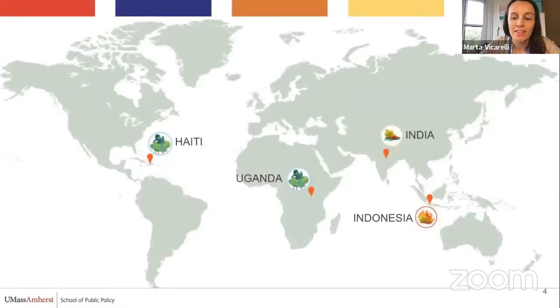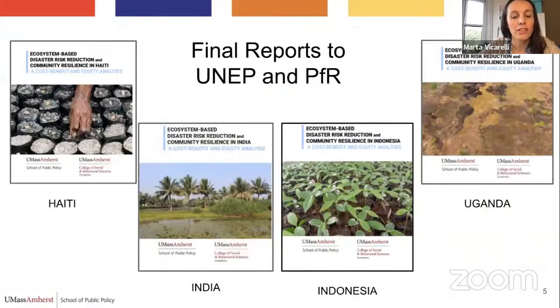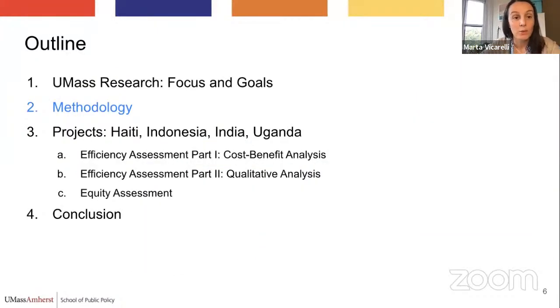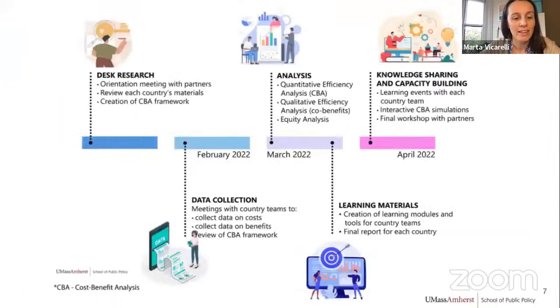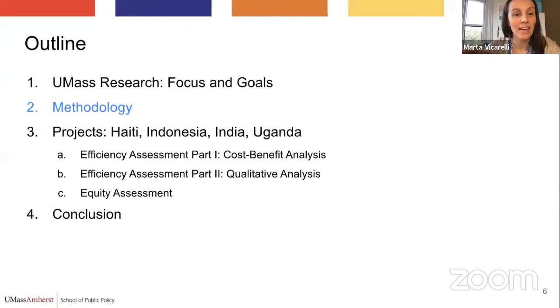Next slide, please. This is just a map of the locations that we analyzed in our project. And for each one of the locations, we created a report investigating in detail the efficiency and equity outcomes of the interventions. And these are the 4 reports. In each one of the reports, you will find more details about the methodology that I'm about to explain and very detailed results. Okay, so we're going to dive into the methodology now, and then I will discuss the outcomes.